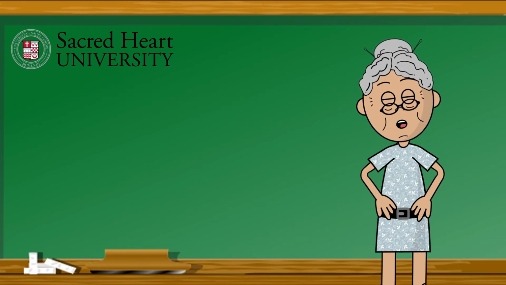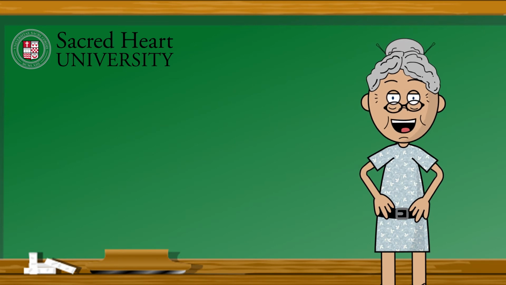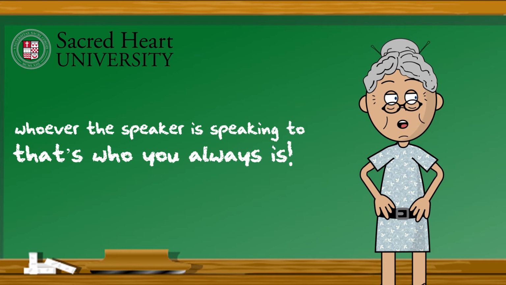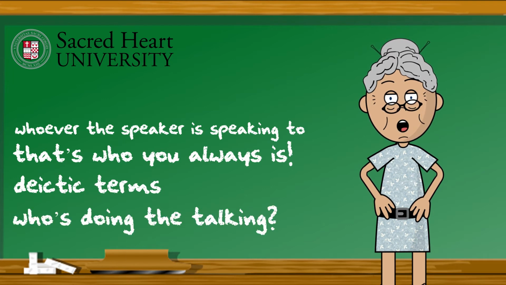It's not stated, but it's understood. The speaker's talking directly to the listener. The listener is you, whoever the speaker is speaking to, because that's who you always is. Remember we talked about how I and you are deictic terms, whose meaning depends on the point of view of the speaker or who's doing the talking? If you've forgotten, you might want to review the module on determiners, where we talked about deixis.